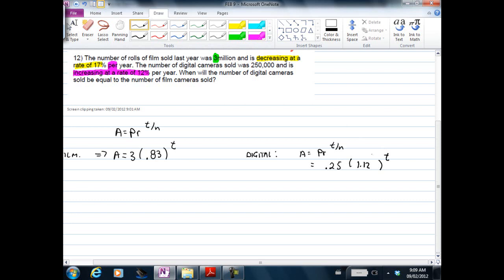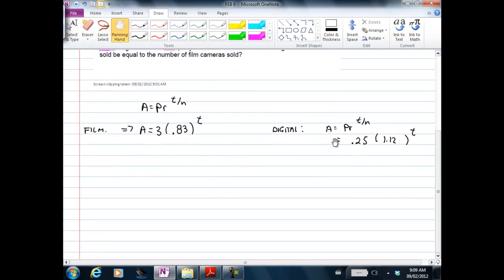But now I have my two equations. It asks you, when will the two equal each other? So guess what I'm going to do with these two equations? Equate them to each other. So this is what I'm going to do. I'm going to write down 3.83 to the power of t equals 0.25, 1.12 to the power of t. I'm going to pause it right here. If you're lost at this step, raise your hand up so I can see. I'm explaining what I just did. See, I let these two equations equal each other.